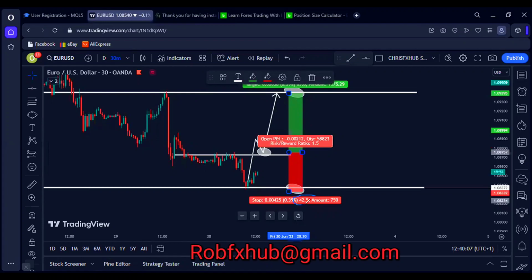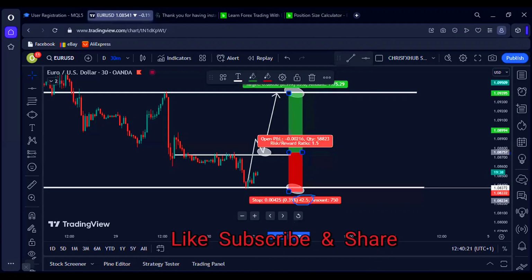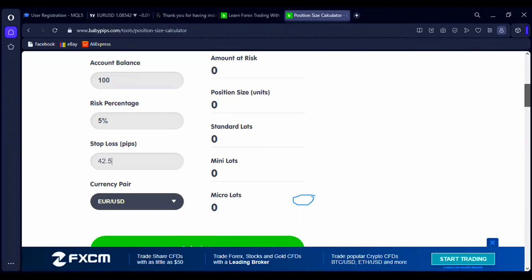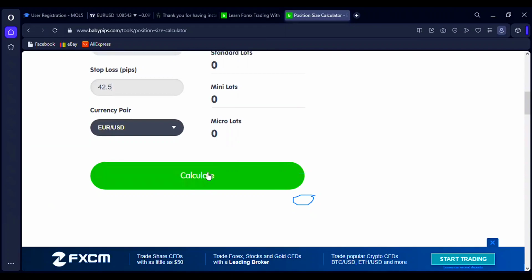42.5. You can see it. That is the risk. That is what the pips we are risking. Okay, now you go back to your calculator, you put 42.5, and now you click on calculate.